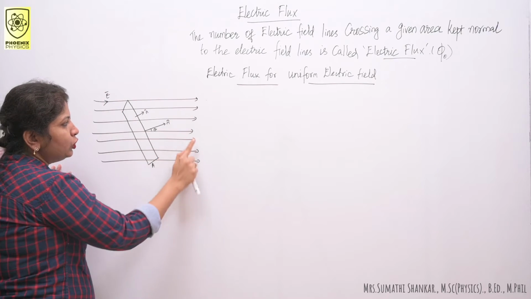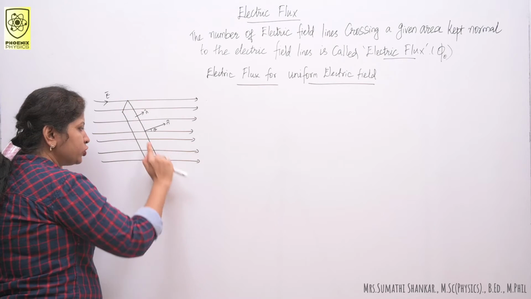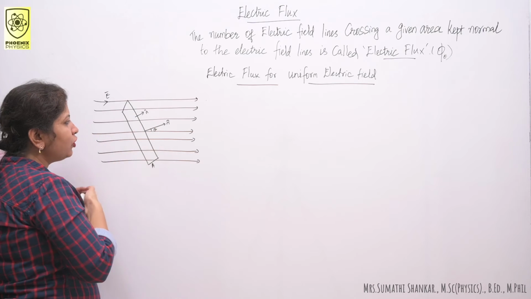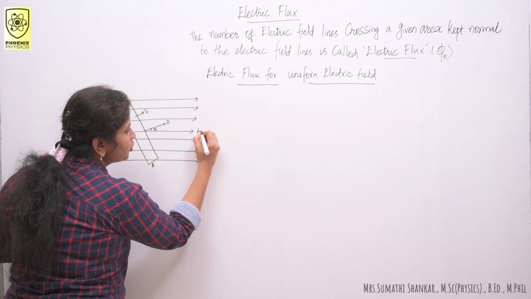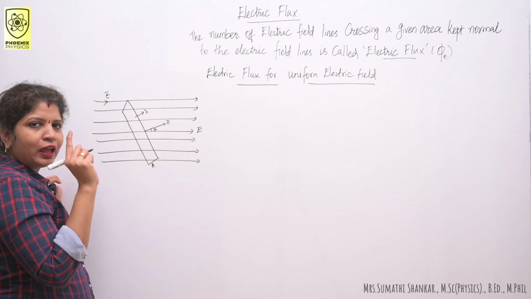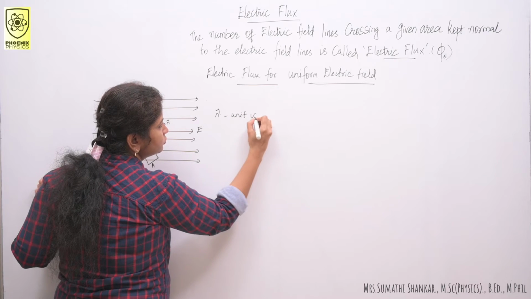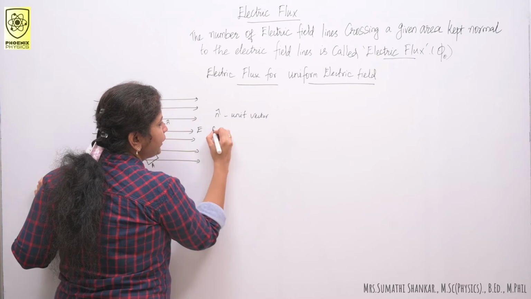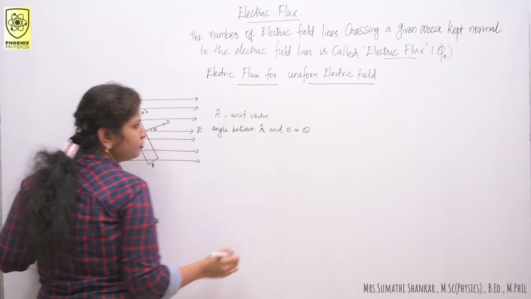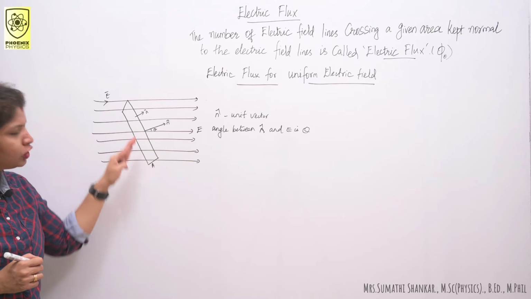Here I have uniform electric field in the region of space. Consider one small area A which is inclined at an angle theta with E. These horizontal lines are called electric field lines. Then what about this n cap? n cap is nothing but unit vector. And the angle between n cap and E is theta. Why did I mark this n cap perpendicular to the area?